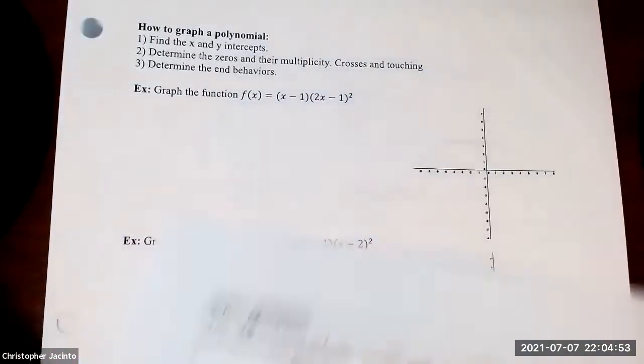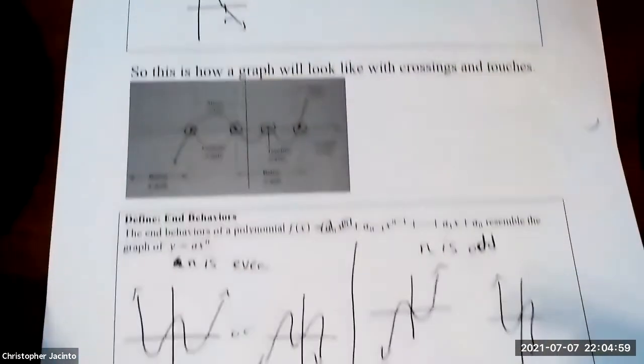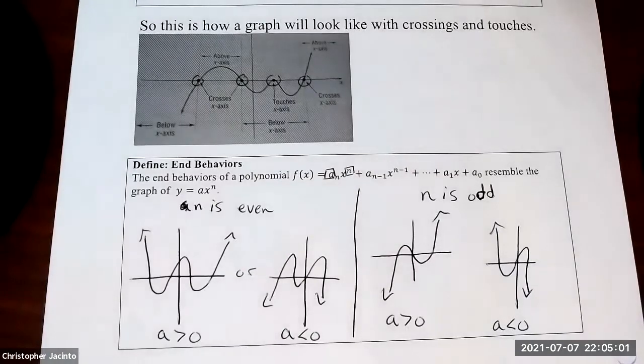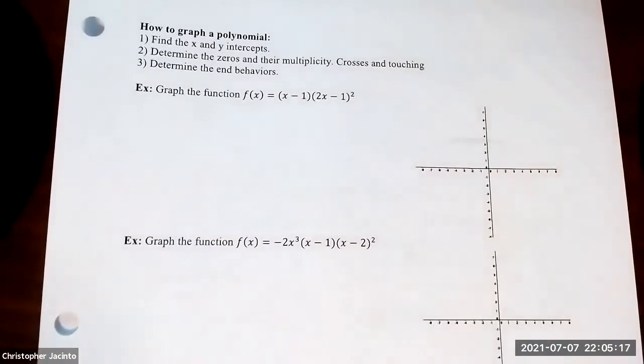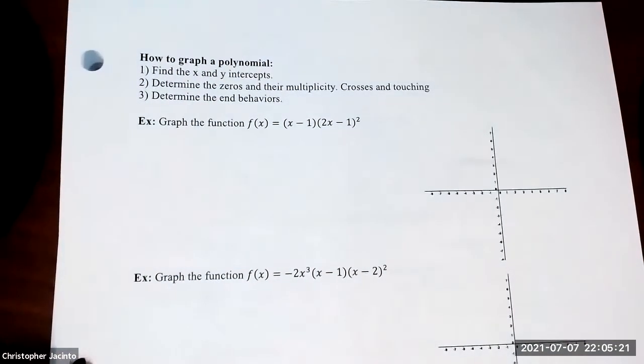All right. So again, before we go any further, any questions on our two rules, the multiplicity rule and the end behaviors one? So all good? Okay. All right. So now we have all the information we need to graph this.